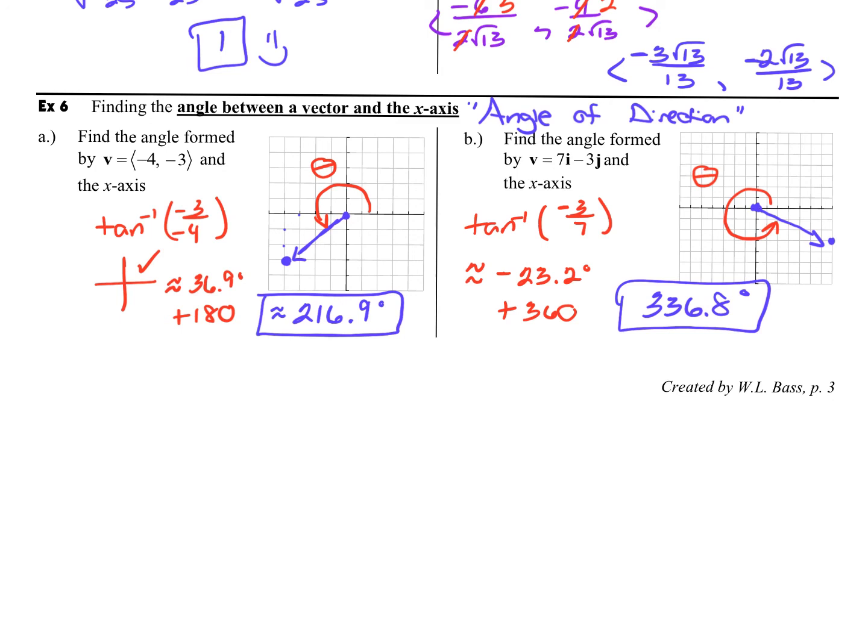Now, real quick, I just want to touch on these two notations. The reason this is called the angle between the vector and the x-axis is because when we do our algebra here, our inverse tangent is actually giving us the angle that's between that terminal side, that vector, and the x-axis. But our angle of direction is actually this full positive rotation. So that's kind of where these two names come from. So it is something to consider.